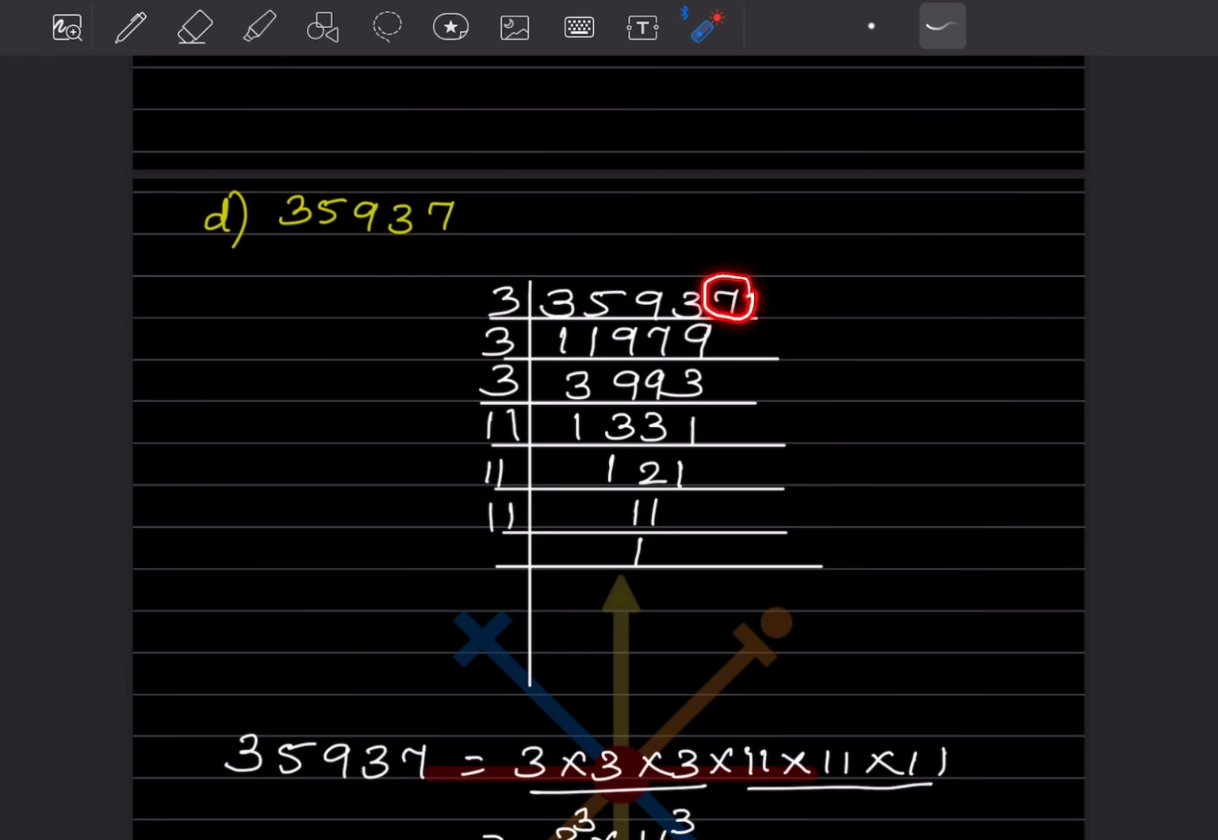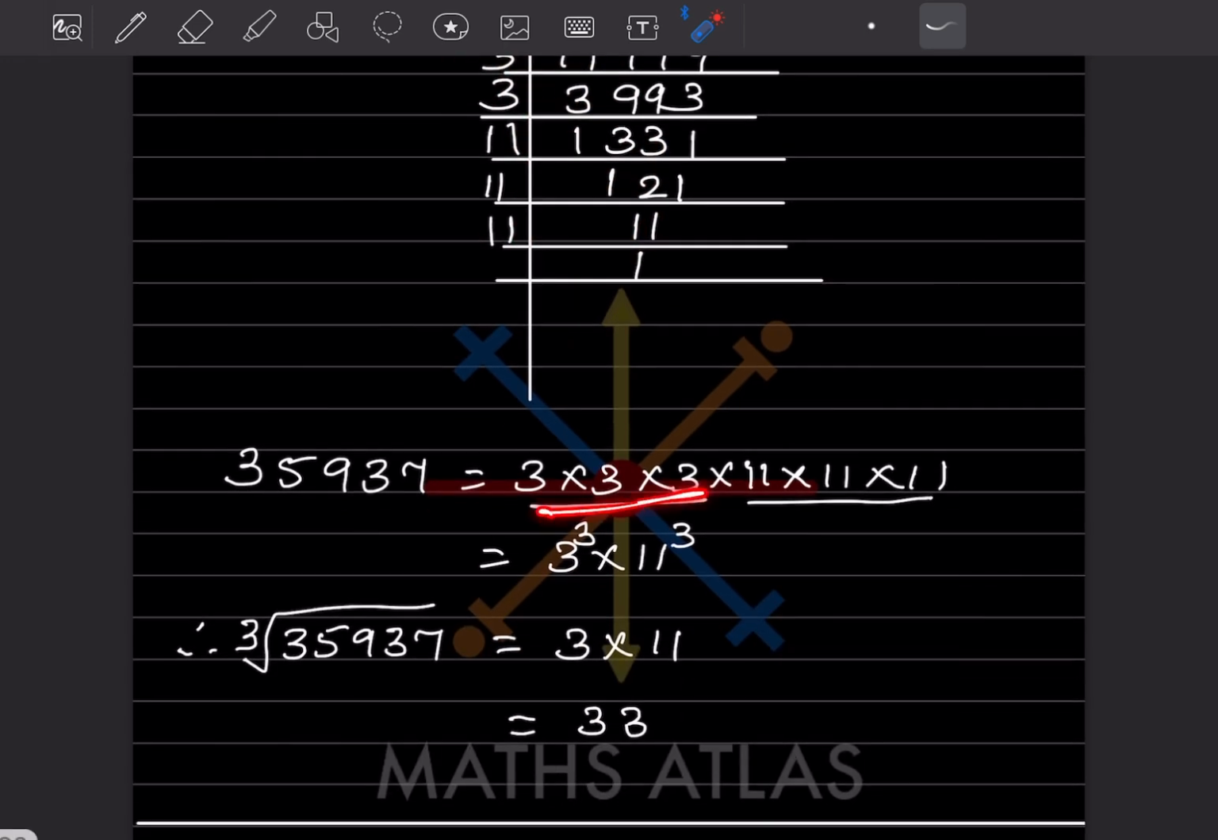Now here you can see the unit place is 7. So it is not possible with 2, so we have to look for 3. Now here it's not possible by any other number, only by 11. So these are the factors. So you are going to group them.